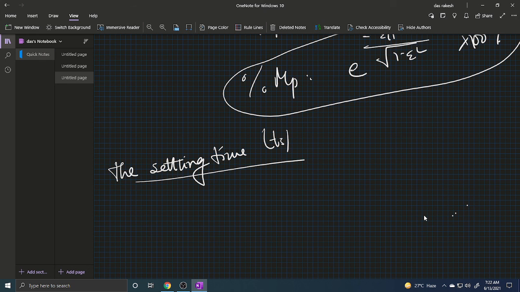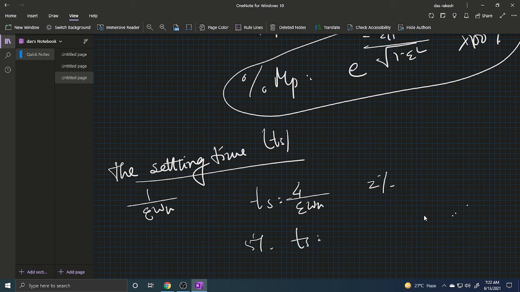For an underdamped system, the magnitude of the oscillation present in the output time response decays exponentially with the time constant 1 by zeta omega n. The time needed for the oscillation to settle within 2% of the desired value of the output is known as the settling time Ts, and basically this Ts equals 4 divided by zeta omega n. This is the 2% value, and it is approximately 4 times the time constant of the system. And for 5%, this Ts is basically 3 times.